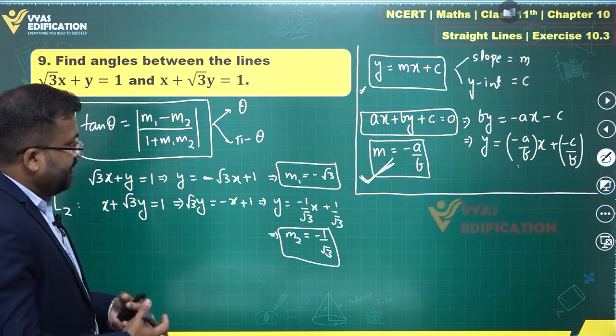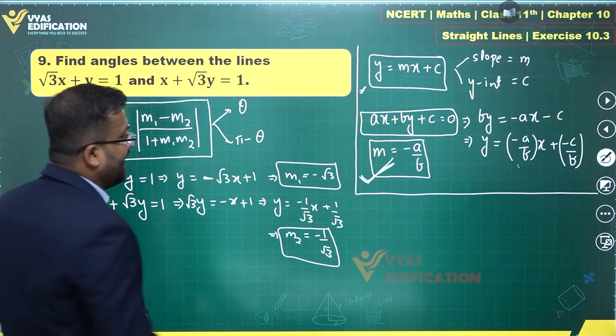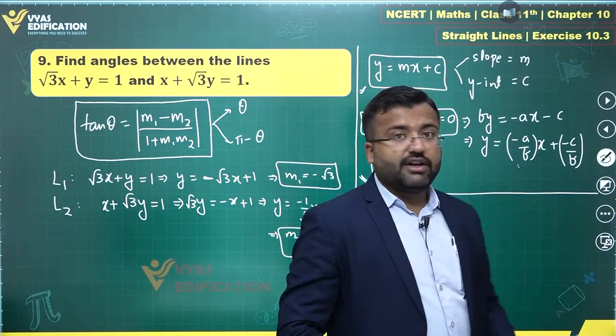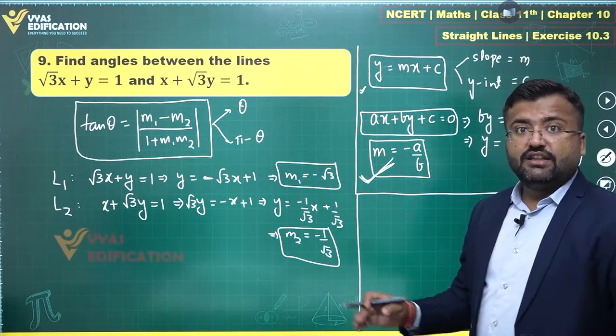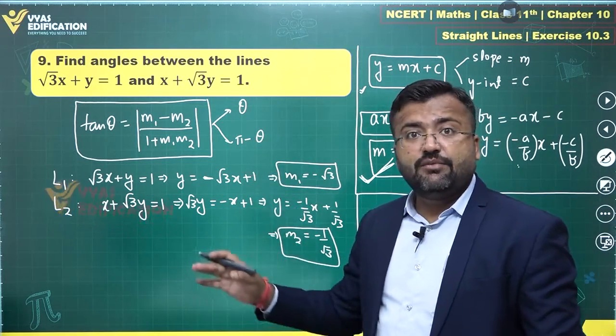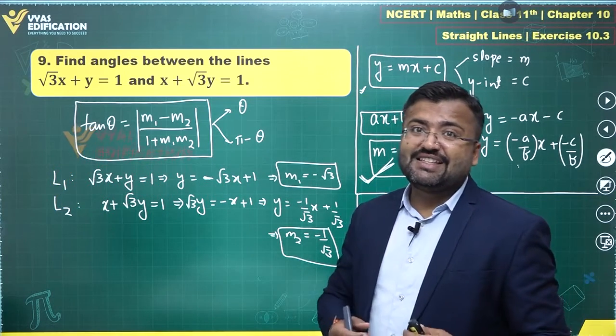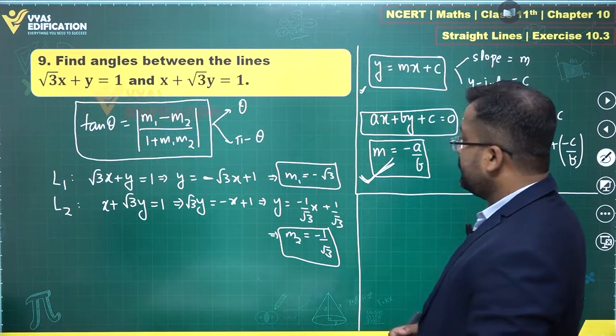So we have m1 and m2, and now I can apply the idea of tan theta to give me the angle between the two lines. Now I can apply that idea of tan theta, right? That formula is discussed in the NCERT before exercise 10.1, and we have discussed this formula in exercise 10.1 as well for questions related to that, right?